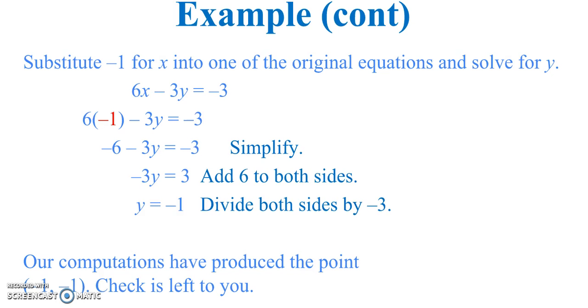I plug in, so I picked the first equation, my original equation. I plugged in my -1 for x, and I solved for y. So my ordered pair is (-1, -1). That tells me if I was to solve this by graphing, my lines should touch at (-1, -1).